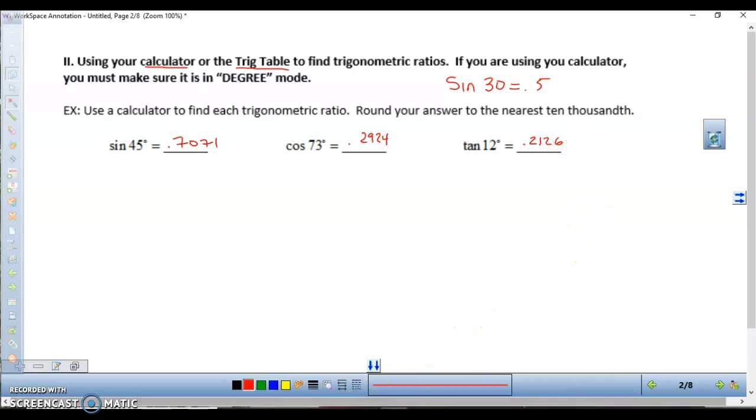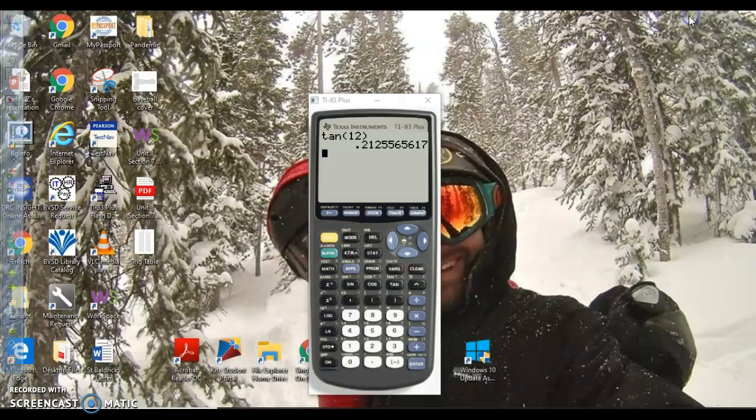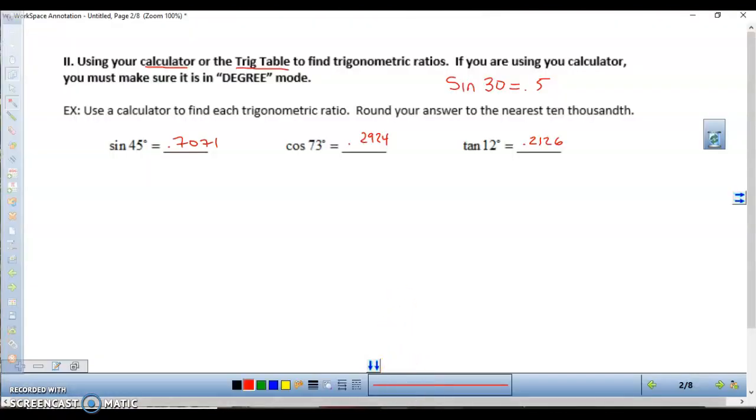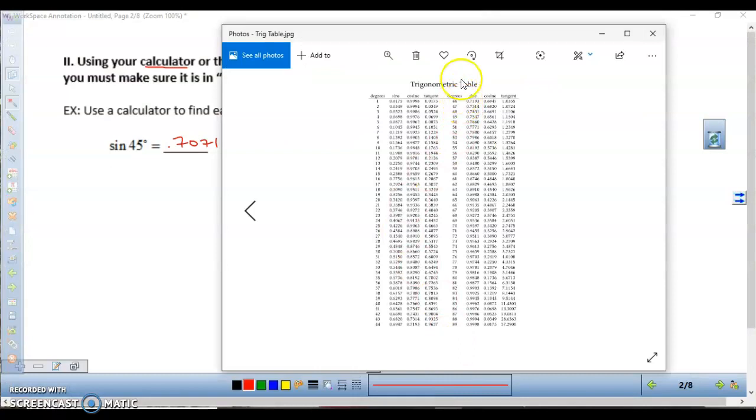Now, check this out. Suppose the calculator is not what you want to use and you want to use the trig table. Well, we could totally do that. Let me pull up my trig table here. I have one somewhere. And hopefully that pops up here in a second. All right, so here's my trig table.